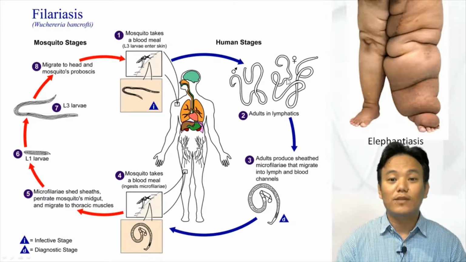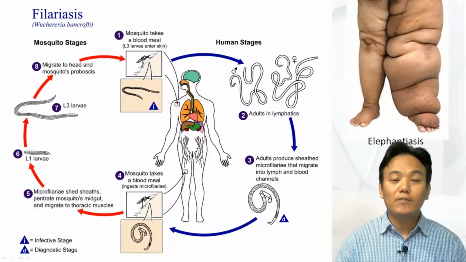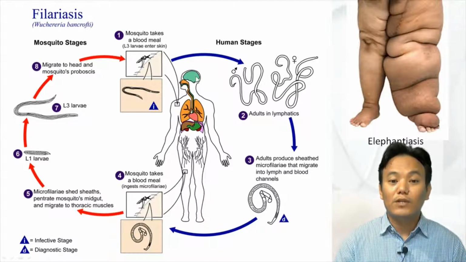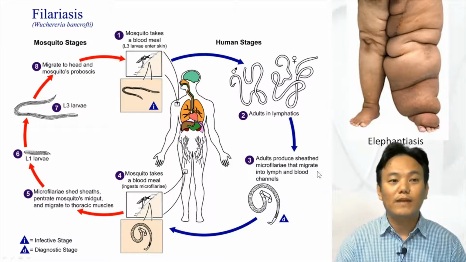I said that the adult female will produce thousands and thousands of sheathed microfilaria. Inside the mosquito, the number does not increase. The larvae just gradually transform into L1, L2, and L3. Right? The number does not increase inside the mosquito's body. The number increases, or the reproduction happens, within the human host, not in the mosquito host. Okay, so that is about the life cycle of Wuchereria bancrofti.